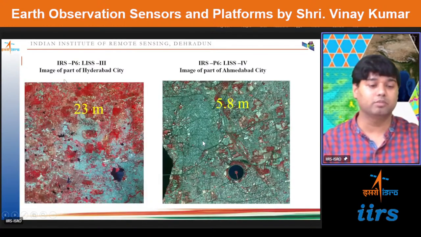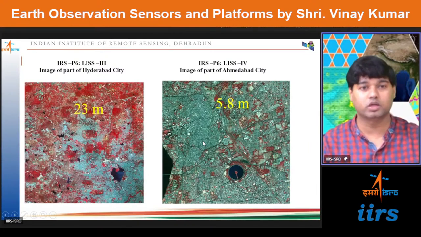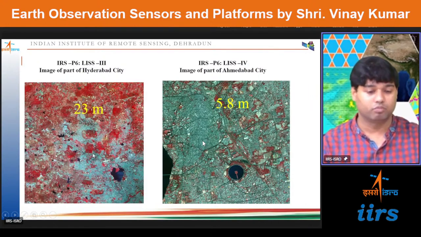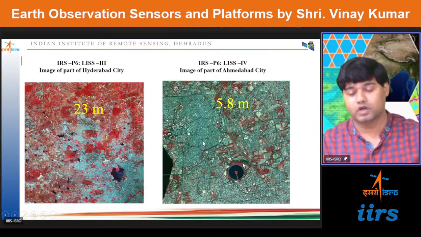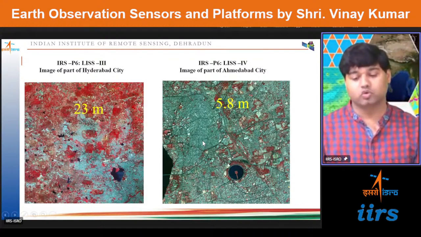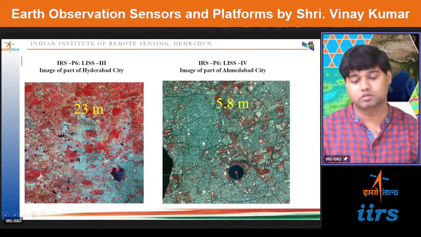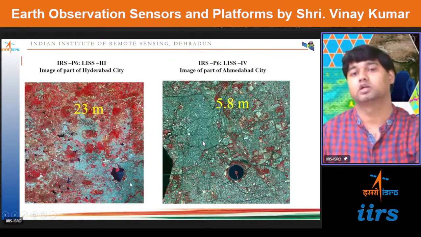This is the LISS-3 image of Hyderabad city again. So with 23 meter even more details started coming into picture. So where older airport of Hyderabad is visible over here, and the building area, the forest, the water bodies are also visible. This is the popular Kankaria Lake area of the Ahmedabad city. And here with the 6 meter resolution, you can identify the different buildings a little better, comparatively better than your 23-meter.